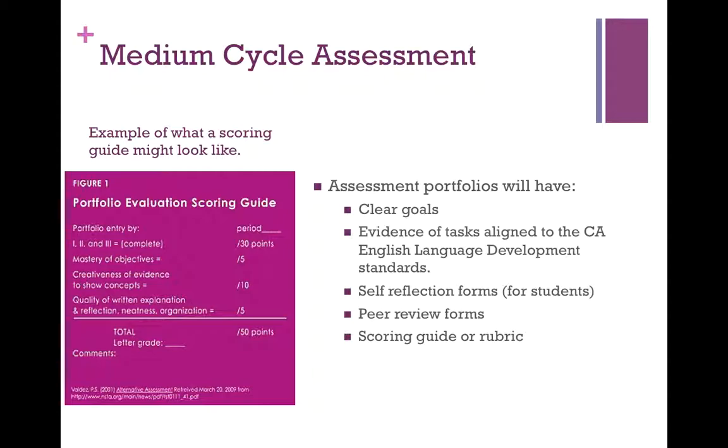So the medium cycle assessment should have clear goals, evidence of tasks aligned to the California English Language Development Standards. It should have self-reflection forms for students to fill out, peer review forms for peers to give feedback on those students, and then a scoring guide or rubric. And you can see here that there is an example of an evaluation scoring guide.